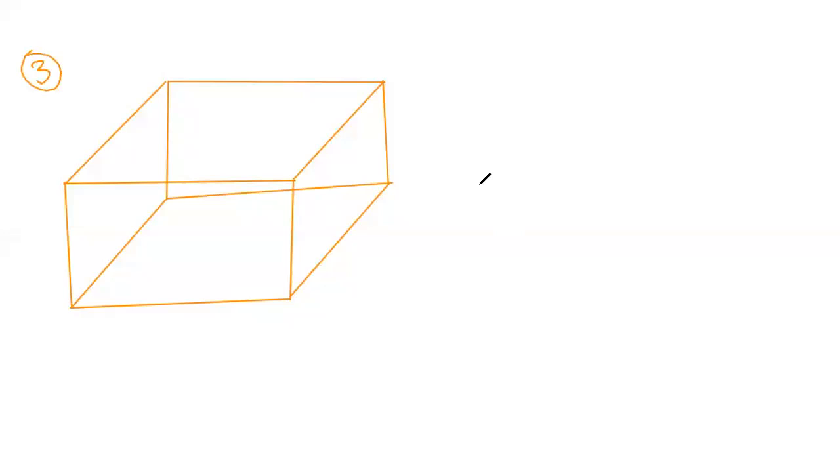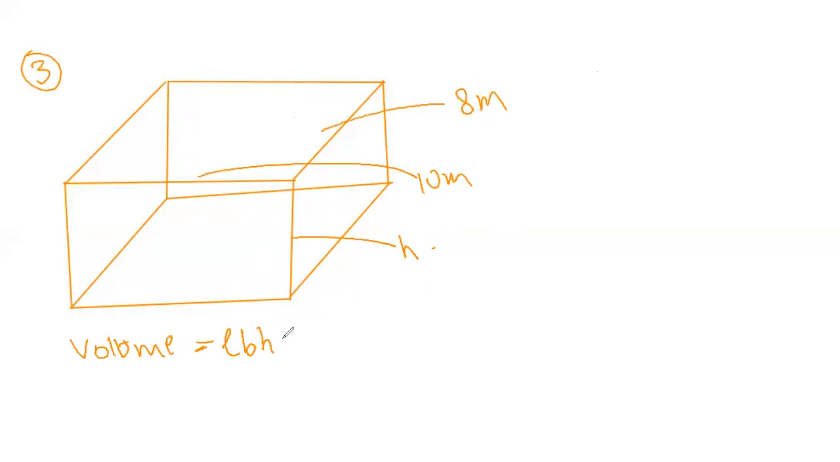So this is our third question, and we'll draw a figure, which is the most important part of the question. So once we have drawn a cuboid, we'll enter the dimensions. So this is the length, and its value is 10 meters. Okay, now the breadth, which is 8 meters, and height is not given to us, so we'll assume it as h. Okay, so volume of a cuboid is already given to us, that is LBH. But in this case, volume is given to us, but height is not given to us, so we have to find height.